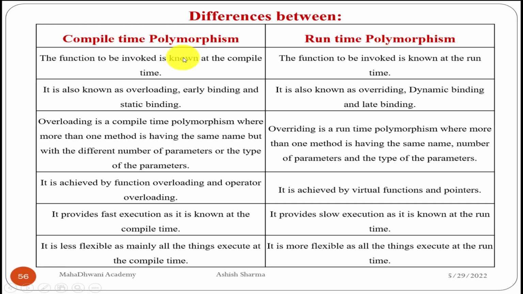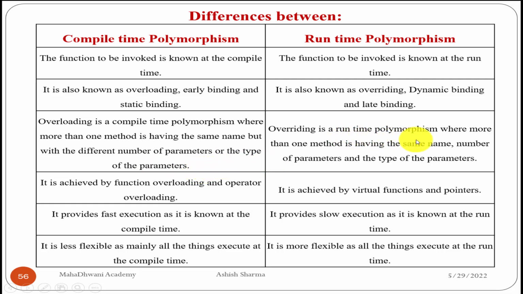In compile time polymorphism, the function to be invoked is known at compile time. In runtime polymorphism, the function to be invoked is known at runtime. Here the function invoked at runtime is runtime polymorphism. The function invoked at compile time is compile time polymorphism. Compile time polymorphism is also known as overloading, early binding and static binding. Runtime polymorphism is also known as overriding, dynamic binding and late binding. Overloading is a compile time polymorphism where more than one method has the same name but a different number of parameters or types of parameters.